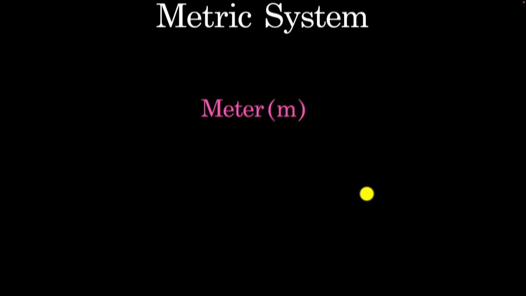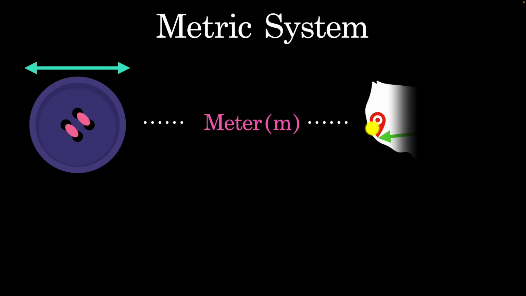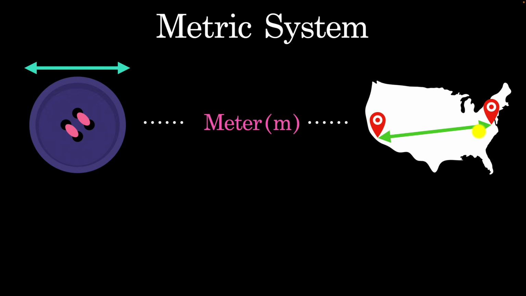But what if you're dealing with something that's very tiny, like the size of a button, or something that's very big, like the distance between two cities, for example? Now the meter becomes too inconvenient. What do we do now? Well, this is where we come up with an ingenious idea.